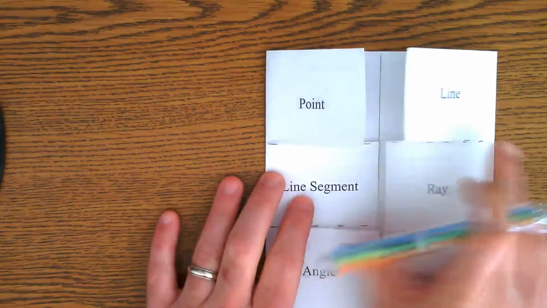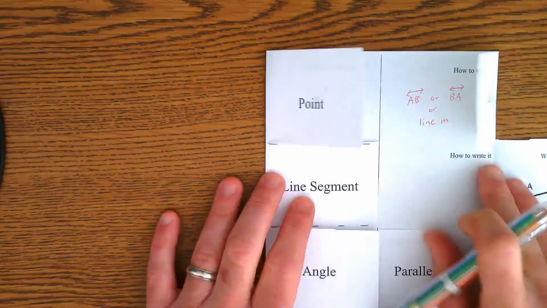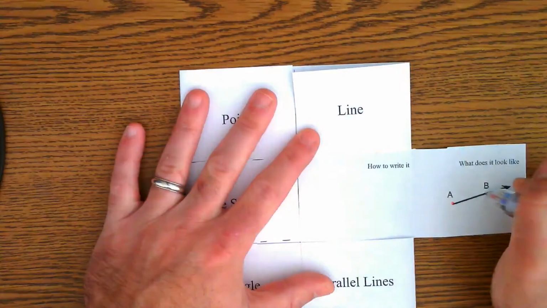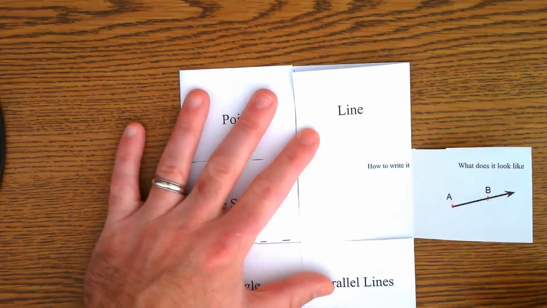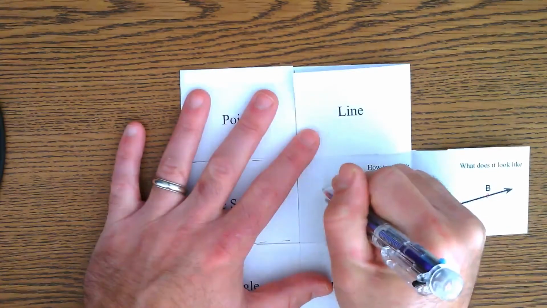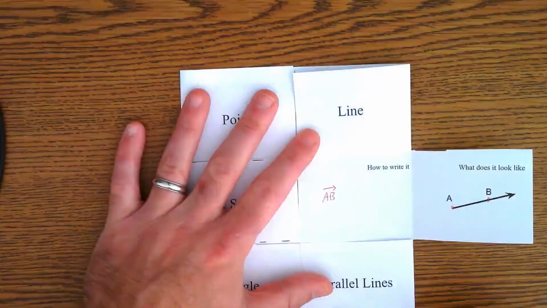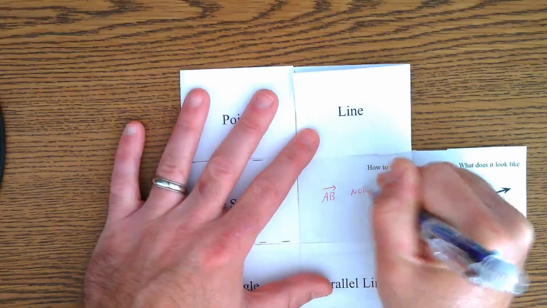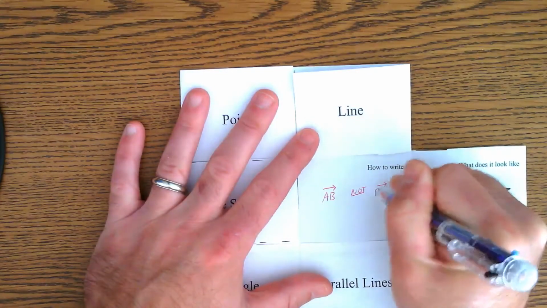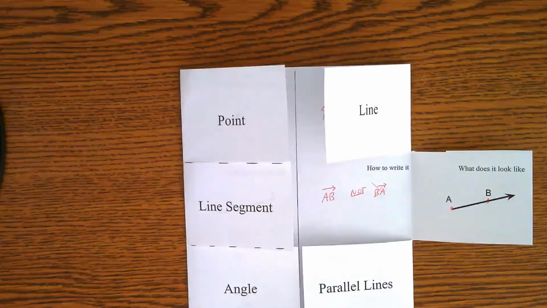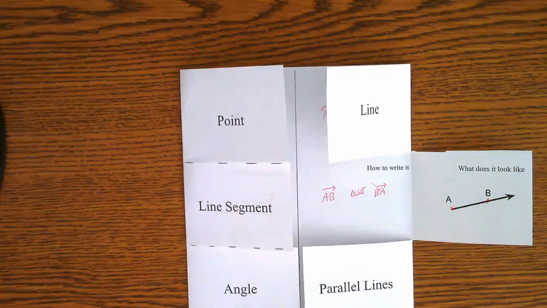Okay, ray. How we write a ray. Notice that A is right here and B is a point somewhere down here. You might see the points, you might not. So this is going to be ray AB. What we can't write is ray BA, because B isn't the start of the ray. A is, so it goes ray A to B.